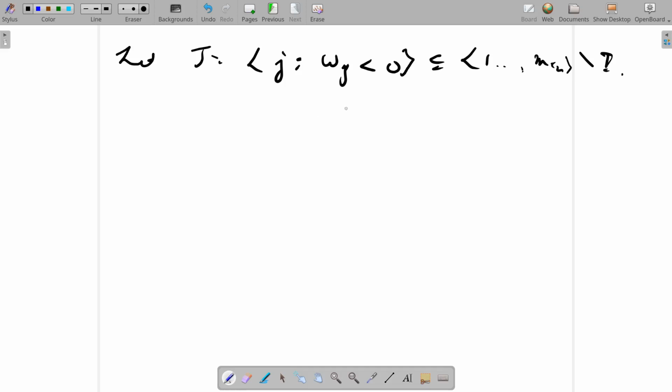So why so? Because we have checked that for all those things in I, what happens is Pj is 0, and whenever Pj is 0, Wj is 0. So if it is true that Wj is strictly less than 0, it cannot belong to I. So we're choosing this set of indices where Wj is strictly less than 0, and this could be an empty set. So we'll consider all those possibilities.